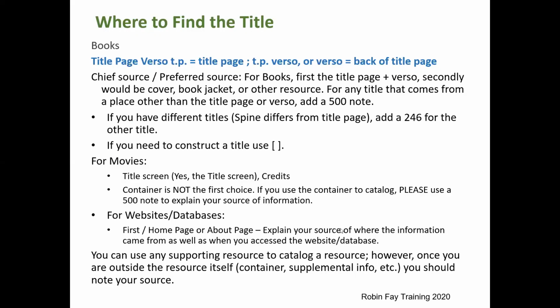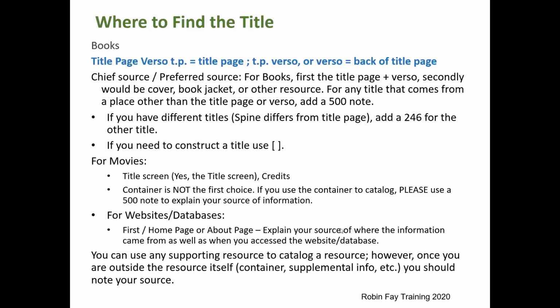You can secondly look at the cover, the book jacket. Sometimes you have other title pages stuck in there, like for series. You may have a preface, or a foreword from the author that tells you information. You can look anywhere for other information. Anytime you're getting a title from any place other than the title page or the back of the title page, because that's the preferred source, so any resource that's not the preferred source, you're going to put a 500 note to explain where you got your title from. Title from book jacket.